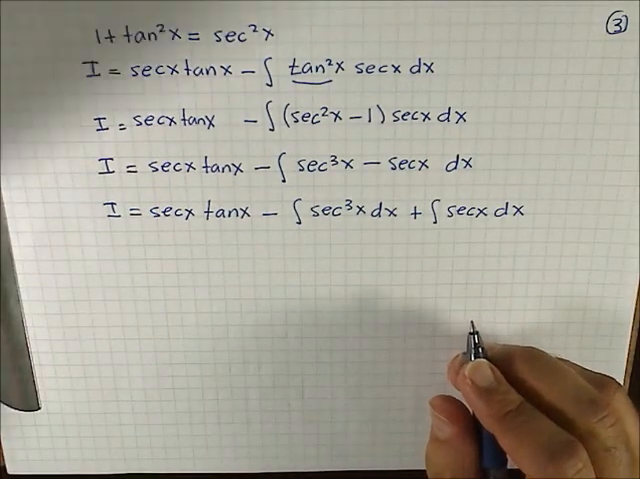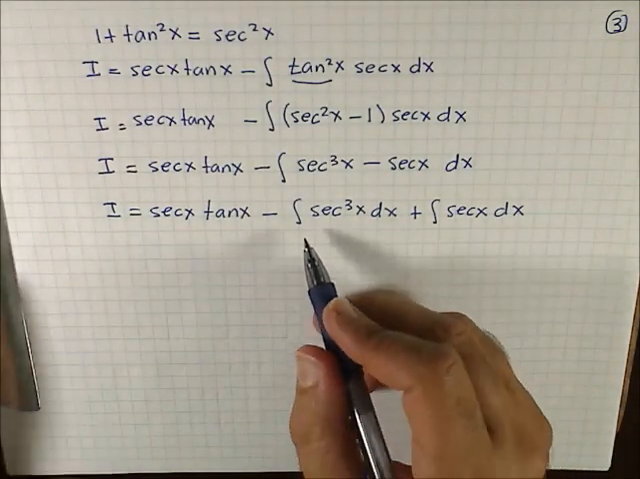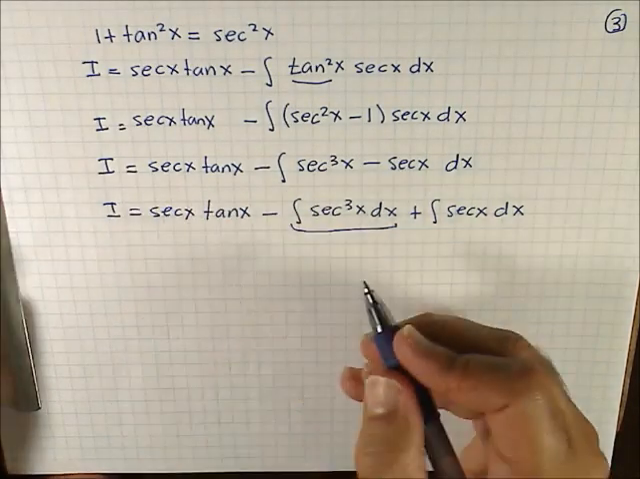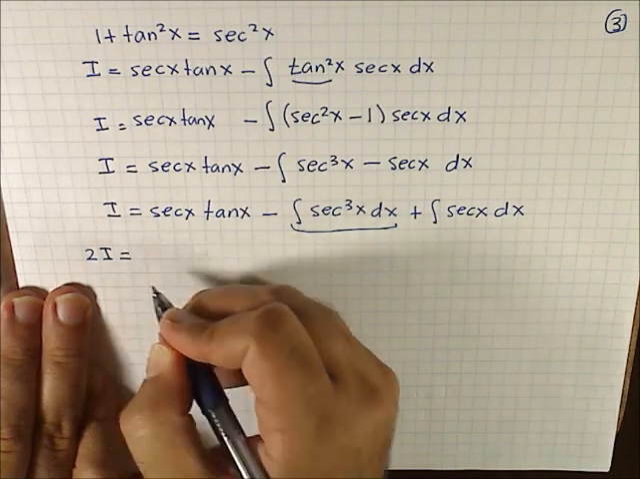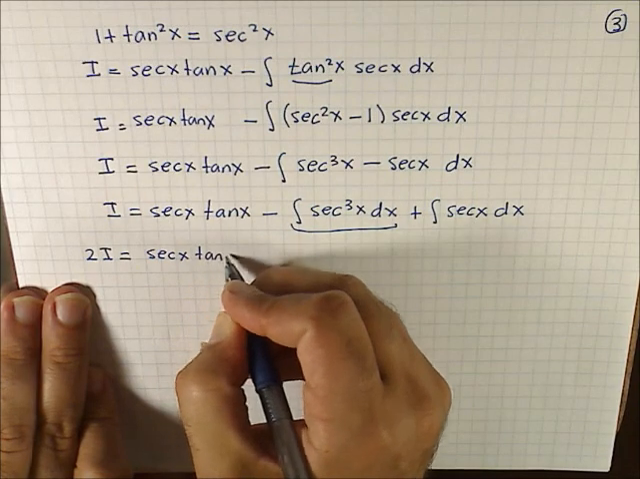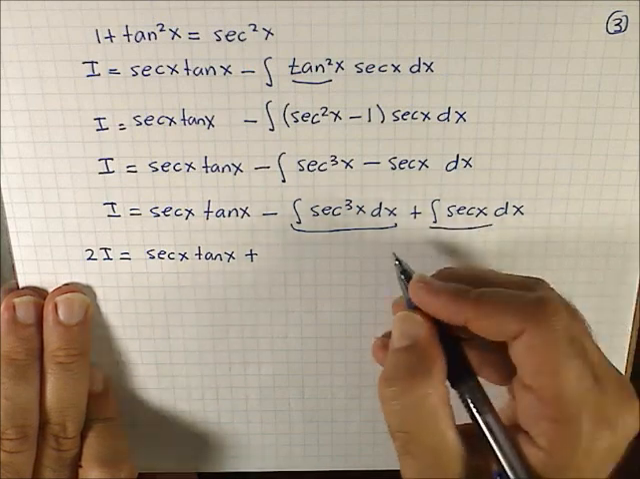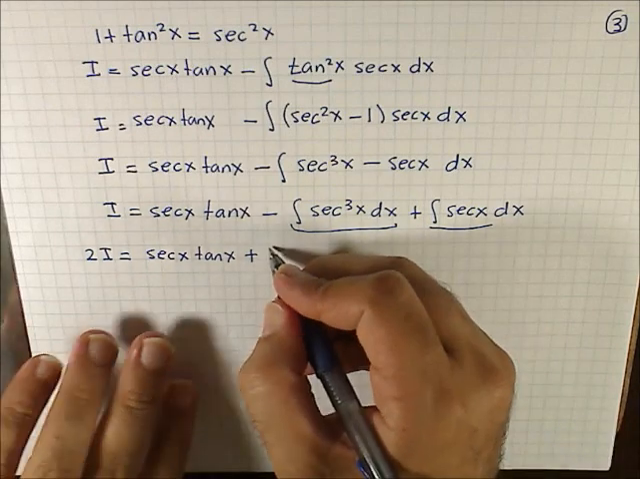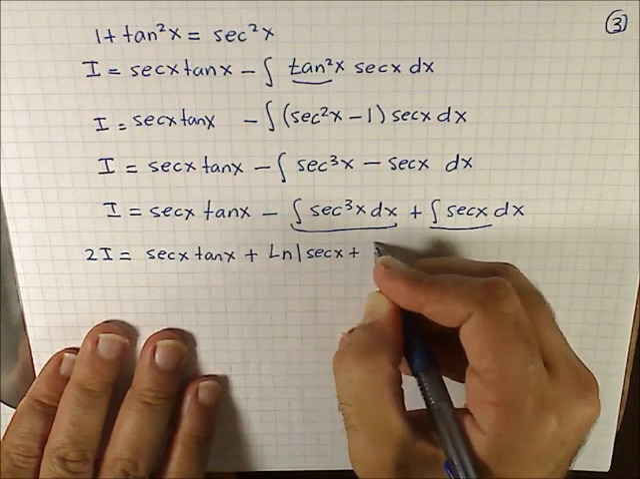Now, the problem originally was to find the integral of secant cubed x dx. But notice how the thing we're looking for reappears in the solution. So we're going to bring it to the left-hand side, and we get 2I. 2I is equal to sec x tan x plus, what is the antiderivative of secant x? That's going to be ln of sec x plus tan x.